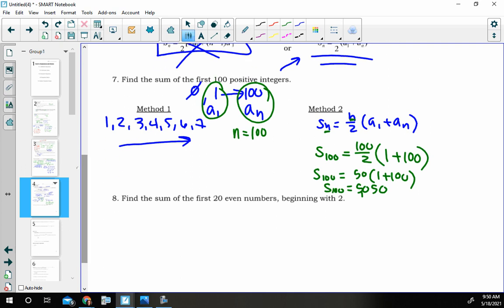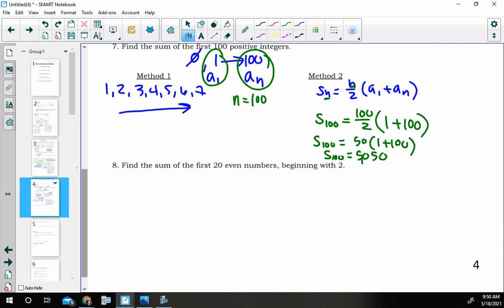Okay, so it says find the sum of the first 20 even numbers beginning at 2. If I just listed them so we can see them all: 2, 4, 6, 8, 10, 12, 14, 16, 18, and 20. I could physically add them all up, but now we have this series equation that we can use. So, information I know and information I need. I need the first term, the last term, and my number of terms. My first term is 2, my last term is 20. I have all even numbers.